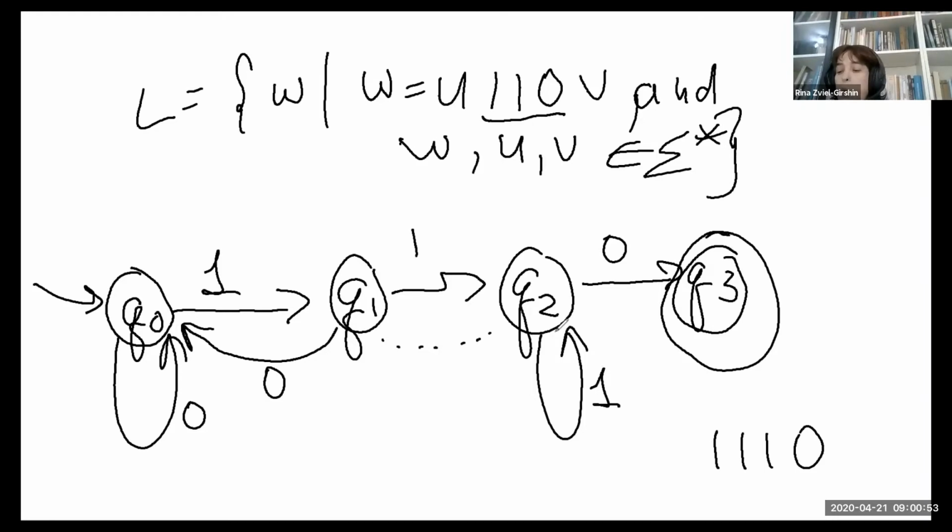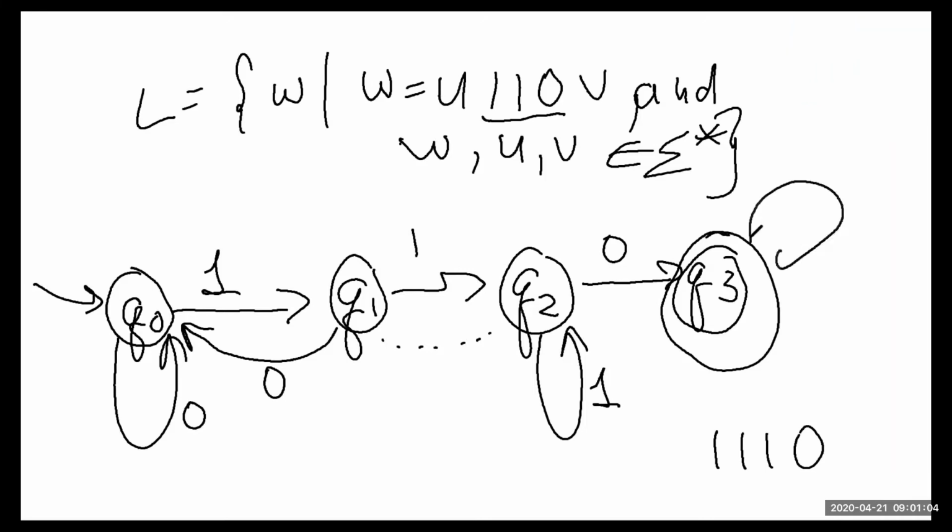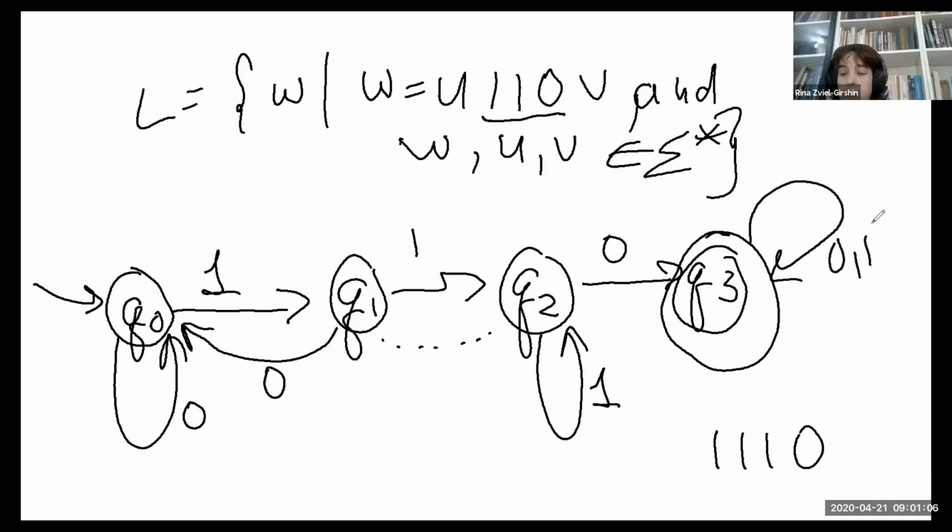And now Q3, if I get any suffix, what should I do after I saw 110? Just repeat 0 and 1, because you did it. Exactly. We stay here with 0 and 1. Any questions?